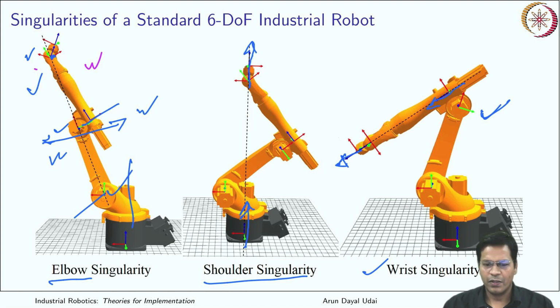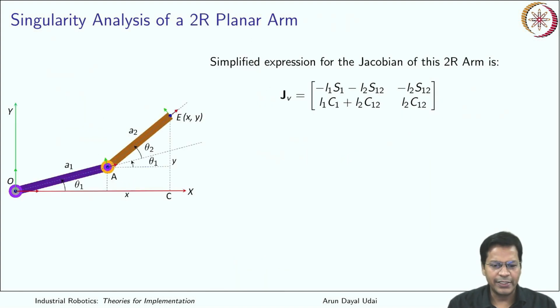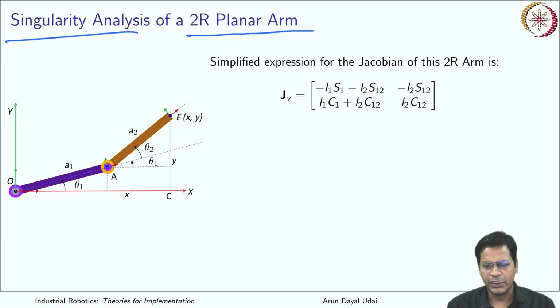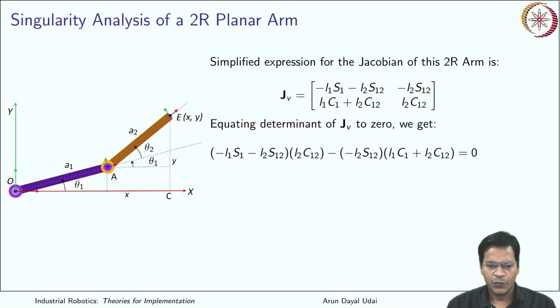Now let us analyze the 2R planar arm once again for singularity. So you know this is your Jacobian, which you have just now derived. In order to make it singular, the determinant of this should become equal to 0. So equating the determinant of J to 0, I get this. You simply take the determinant of this: this into this, minus this into this. That can be equated to 0.